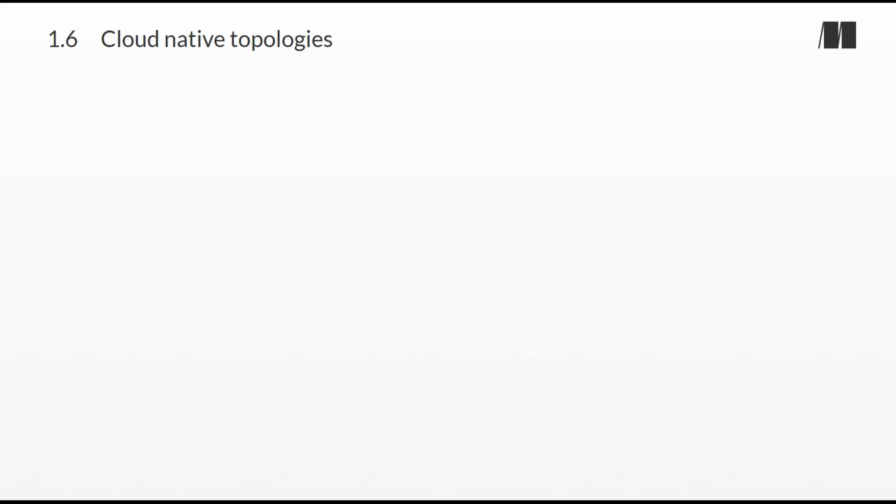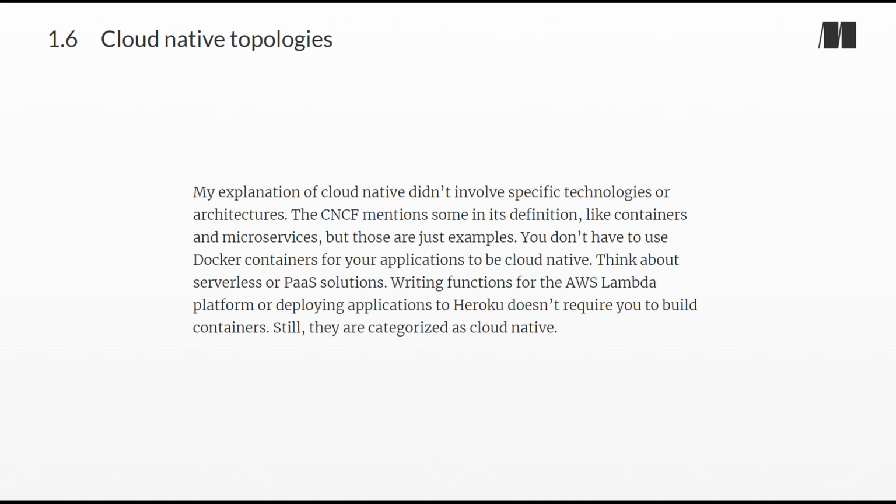Section 1.6, Cloud-Native Topologies. My explanation of cloud-native didn't involve specific technologies or architectures. The CNCF mentions some in its definition, like containers and microservices, but those are just examples. You don't have to use Docker containers for your applications to be cloud-native. Think about serverless or PaaS solutions. Writing functions for the AWS Lambda platform or deploying applications to Heroku doesn't require you to build containers. Still, they are categorized as cloud-native.